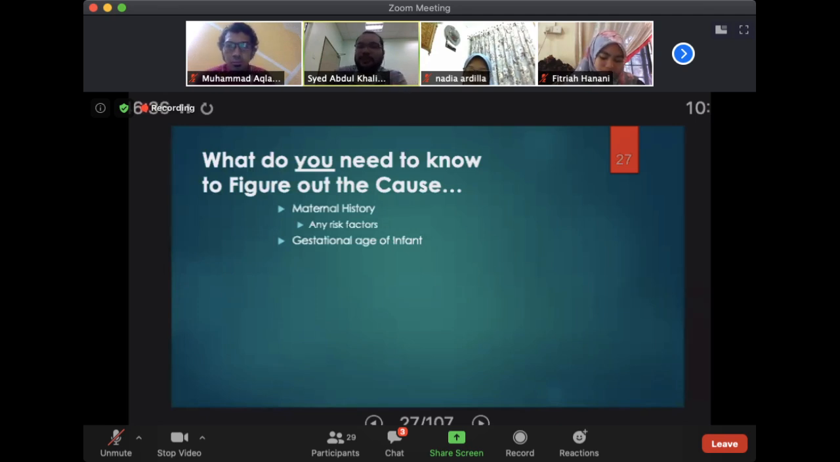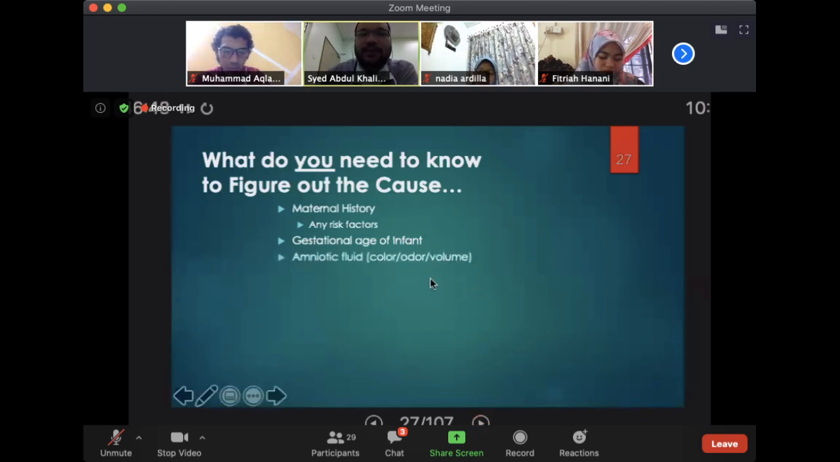So these are things we need to know. Gestational age: obviously, preterm babies have a higher risk for RDS and so on. Amniotic fluid color, odor, volume. So if the amniotic fluid is foul smelling, what do you think? Foul smelling like what?